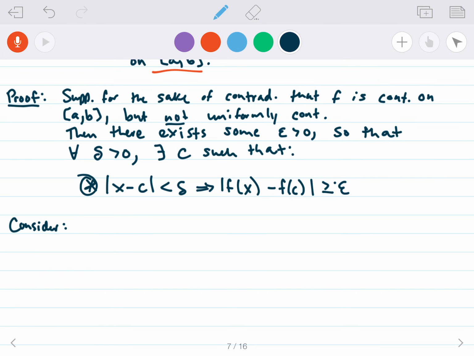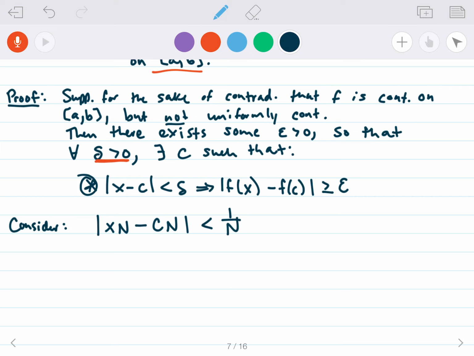We're going to look at some sequences here. Okay, and so we're going to say, well, if this is true right here, then I'm just going to pull this down to sequences, because it says, for any delta bigger than 0. So why not let delta depend on some capital N? So consider x sub capital N minus c sub capital N, where these are just guys in our domain. And this is going to be less than delta, which is going to be 1 over n.